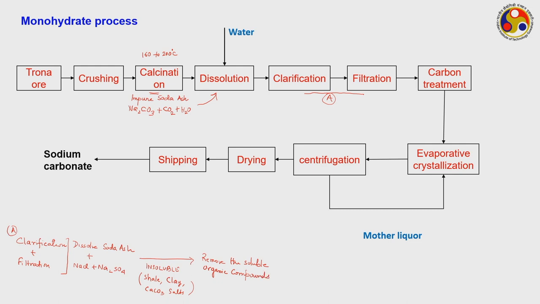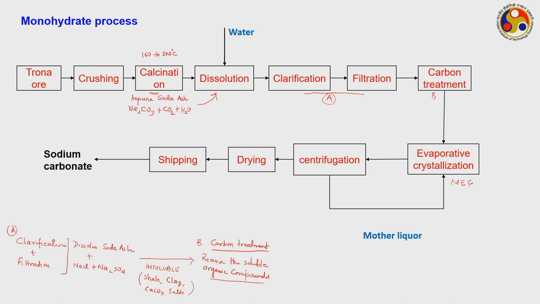Then you are left with only the soda ash mother liquid solution. After you remove the soluble organic compounds and the insoluble part, this is the carbon treatment, the B part. So, what you have is only the mother liquid free from soluble organic compounds and insoluble fraction. You send it to the evaporating crystallizer, which is a multiple effect evaporator.